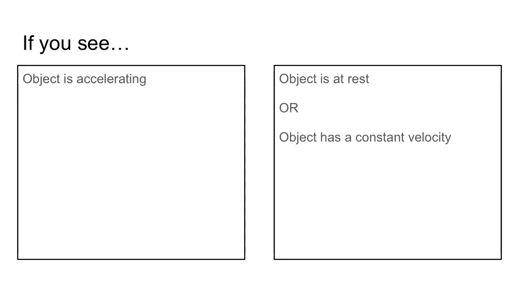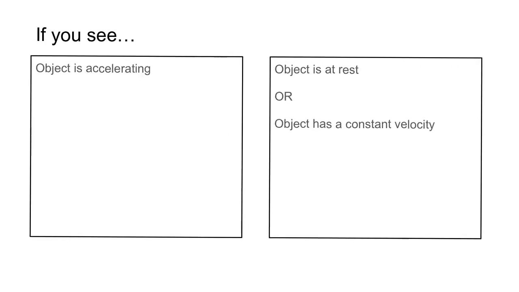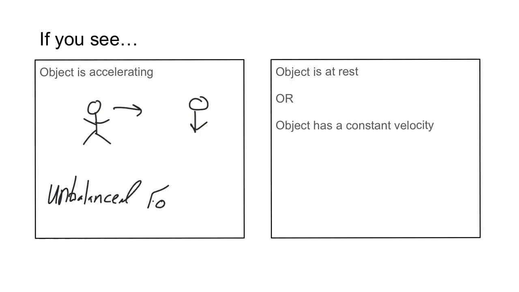And so when you're looking at the movement of an object, you're trying to decide whether or not these forces are balanced. If you see that the object is accelerating, if you see, for example, somebody being pushed over and they are actually accelerating in this direction, you know that there's an unbalanced force acting on them. And if you see a baseball or something falling and it's picking up speed going downward, you know that there's an unbalanced force of gravity acting on it. And so if the object is accelerating, you know that there is an unbalanced force acting on that object.